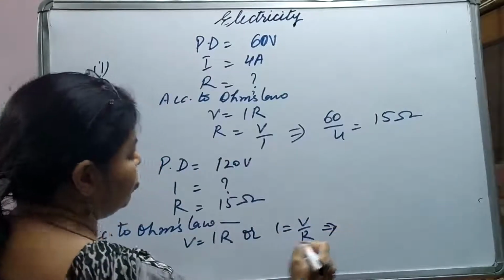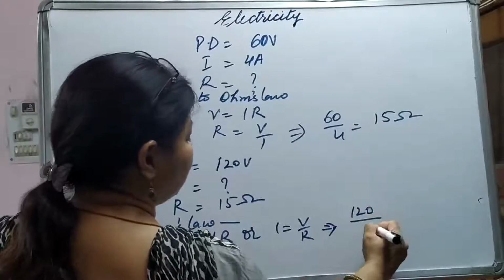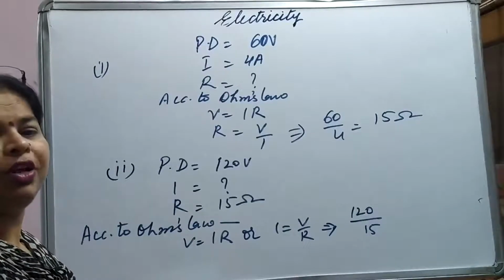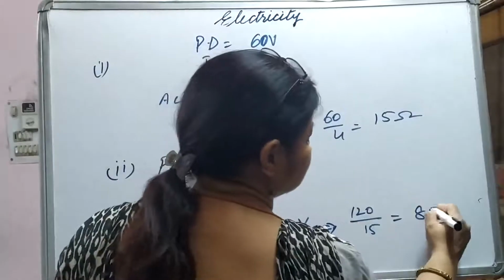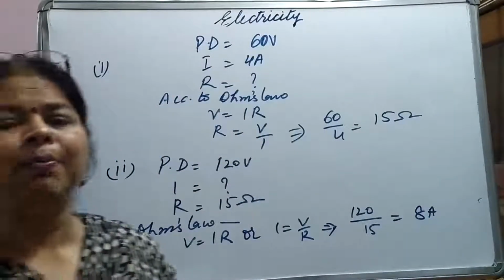So what we will do? Put the values. V is how much? 120 upon 15. Okay, so when we have put the value, what we will get? We are going to get 8 amperes. The current flowing through this becomes 8 amperes.